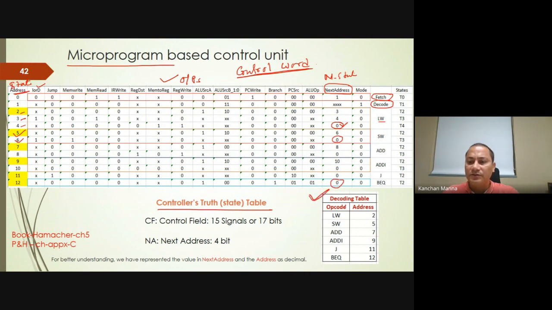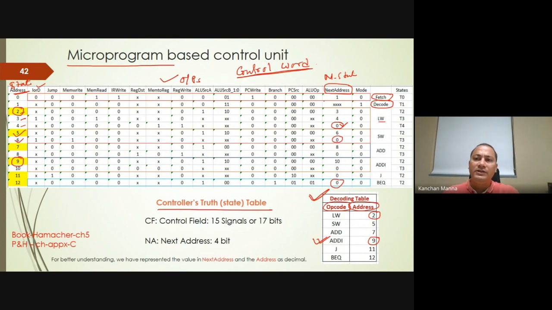In the decoding table, you can see we have the opcode and the address field. In the opcode column, you are seeing LW and SW. Actually, it would be the opcode value, a 6-bit opcode value. And here in the address, we have mentioned 2. So 2 means the starting location of LW's control word. Similarly, for let's say ADDI, you can see we have written 9. So we have written ADDI's control word at location 9. In this way, we have populated this table.